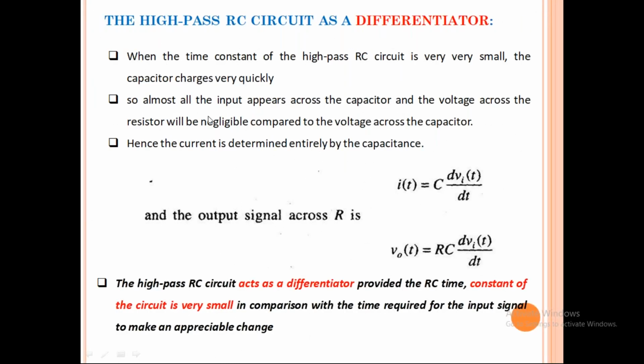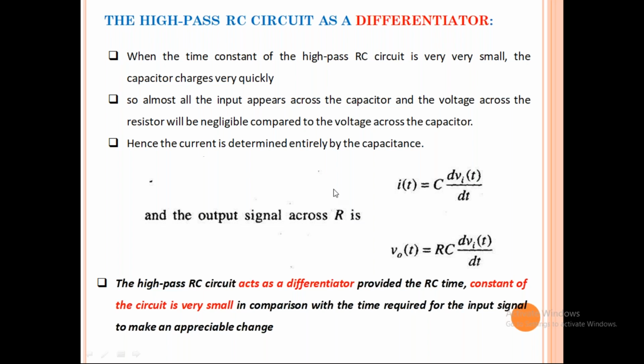And next one, high pass circuit as a differentiator. So in the previous one, for the low pass circuit, RC is far greater than T. Here you are considering RC far less than T. T is nothing but the period of the input square waveform, or the time period of the input waveform. Here important one: for the high pass circuit, the time constant is very small compared to the time period of the input waveform.